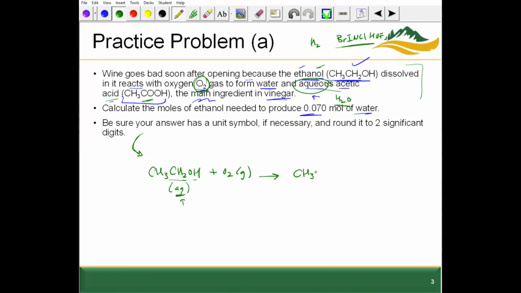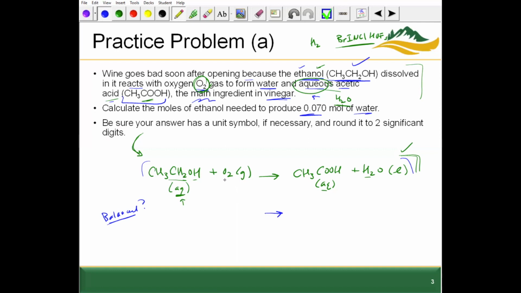So CH3COOH in the presence of water. This is also aqueous. It's submerged in water. It's dissolved in water. Water is a liquid here. Again, this is a more complex reaction that you would not be expected to write out at this point. What you should feel comfortable doing is taking this reaction and asking if it's balanced. If it's not balanced, then you should also be able to balance this equation. Let's find out if it's balanced.